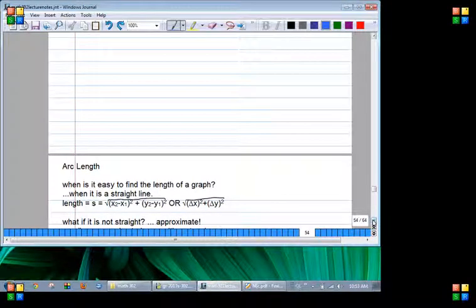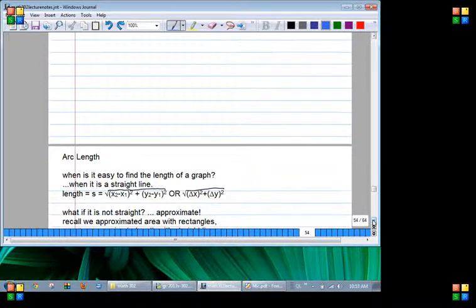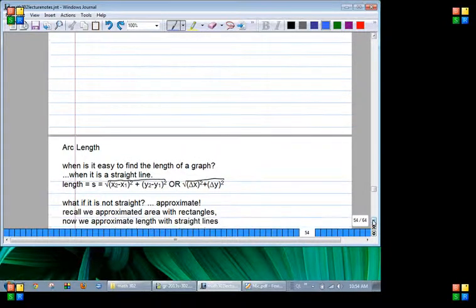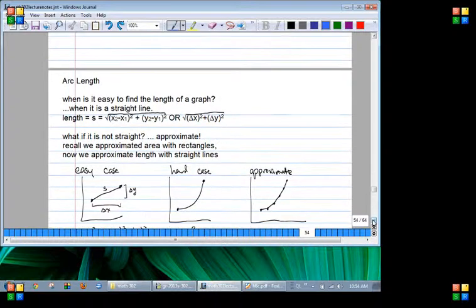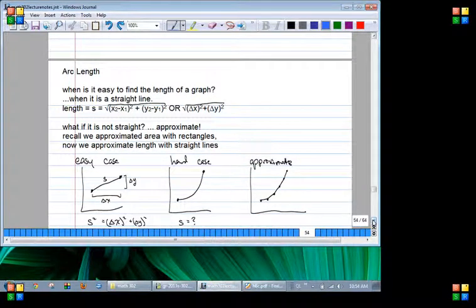So, what if it's not straight? Approximate. So recall, in the same way that we approximated area with rectangles, how are we going to approximate length? Using straight lines. So the easy case, you've got a straight line, you just have delta x and delta y. The hard case is when the graph is curvy. So how are we going to get to a solution for the hard case? We start by approximating the graph with straight line segments.